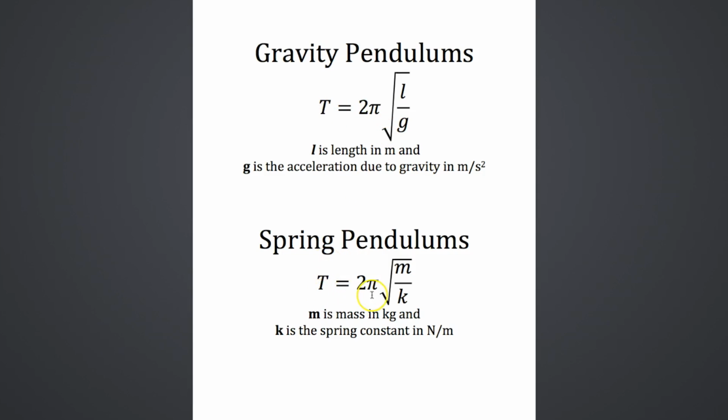Spring pendulums have a similar look to it, similar format. The period is 2 pi times the square root of m over k. M is the mass in kilograms of whatever object is attached to the spring, and k is the spring constant, the stiffness of the spring, in newtons per meter.